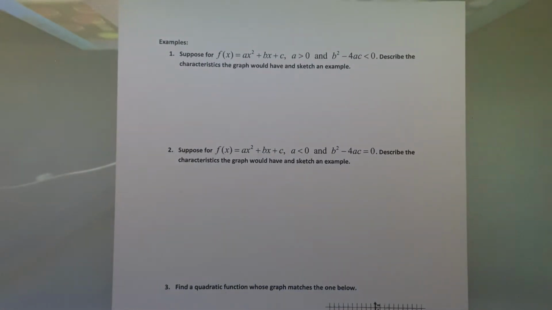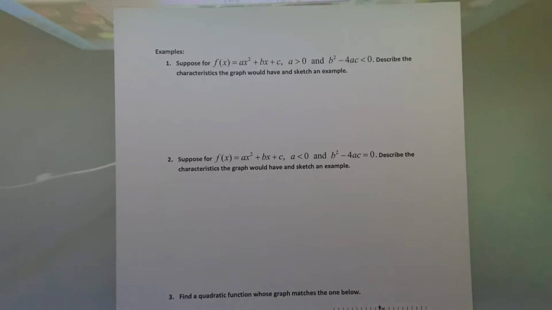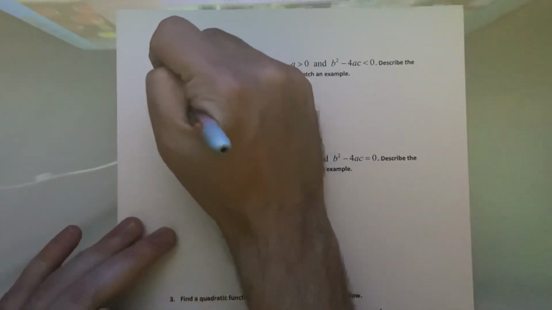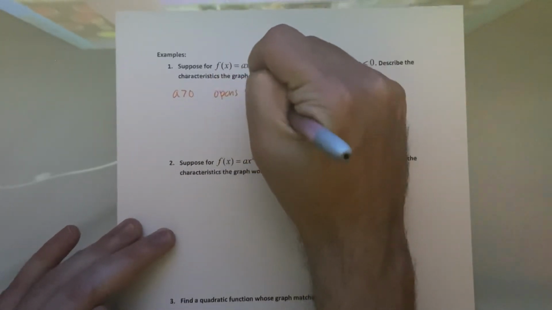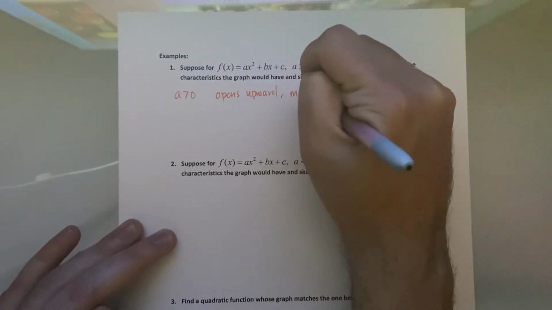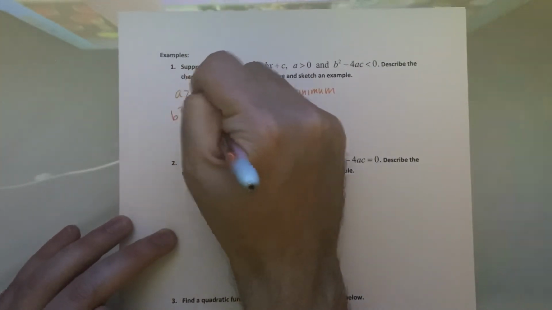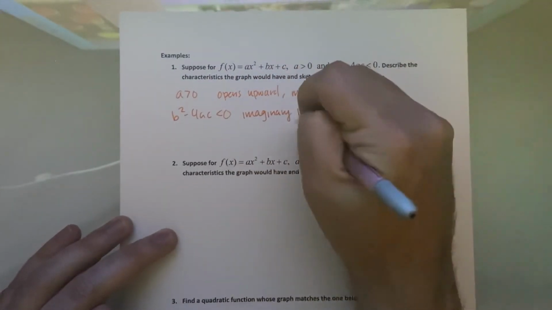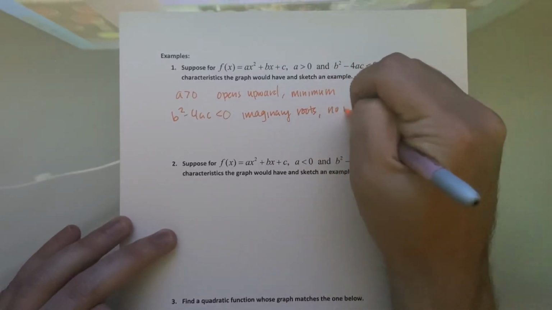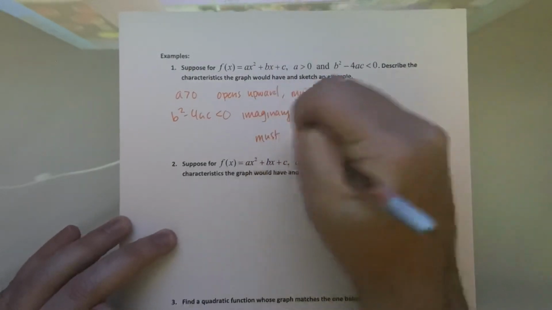Suppose you have ax squared plus bx plus c. A is positive, b squared minus 4ac is negative. Describe the characteristics of the graph and sketch an example. Okay, so if a is positive, that means it opens upward, which means it will have a minimum, like the original x squared. If b squared minus 4ac is less than 0, this is where we have imaginary roots, which means we have no real roots. Now, since it's opening upward, it must start above the axis.